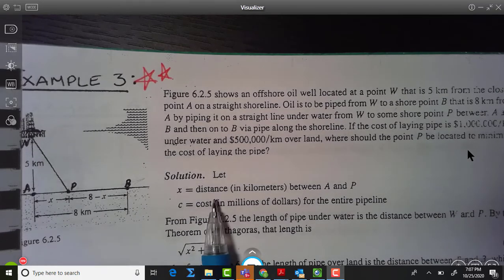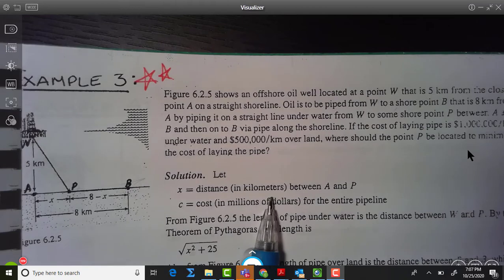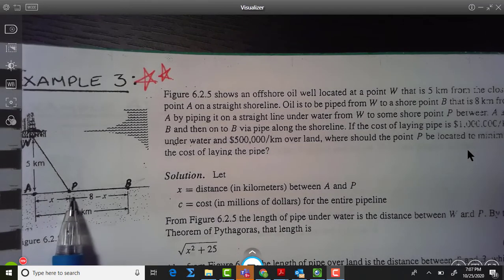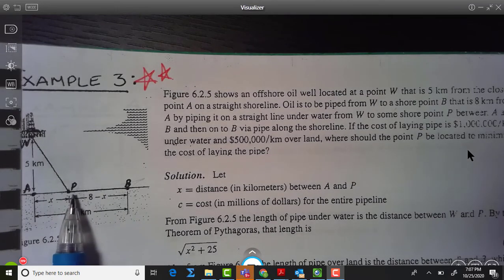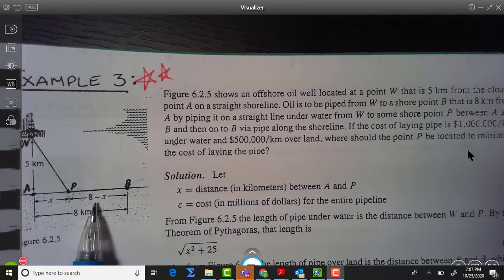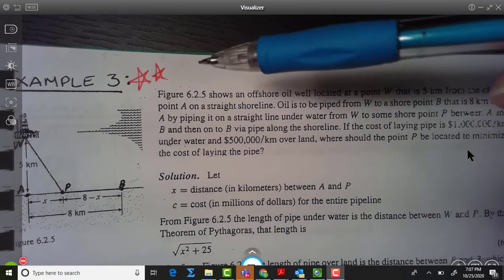So we're going to let x be the distance in kilometers between A and P. So that would make the distance from P to B 8 minus x. And from figure 6.25, the length of the pipe underwater is the distance between W and P.